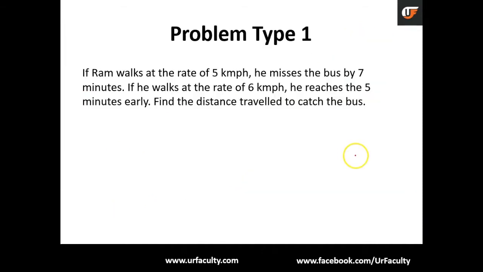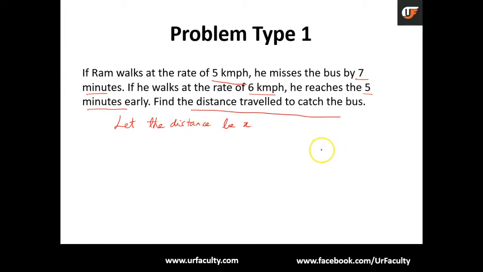If Ram walks at the rate of 5 km per hour, he misses a bus by 7 minutes. If he walks at the rate of 6 km per hour, he reaches 5 minutes early. Find the distance traveled to catch the bus. So what are the key points here? He misses the bus by 7 minutes and at 6 km per hour, he reaches 5 minutes early. Right? Now, how do you start the problem? Let's say that the distance be x. So that's what you have to calculate. Let the distance be x.